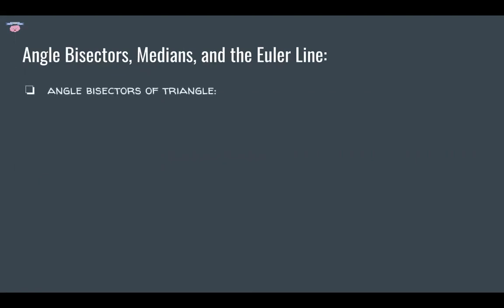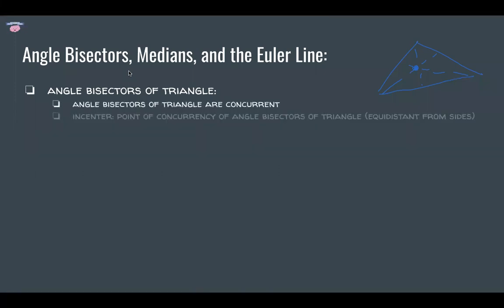Angle bisectors. So we talked about angle bisectors. They bisect the angle. In a triangle, let's say it was this triangle right here. This would be one of the angle bisectors. This would be the other, and this would be the third. And they meet right here. You might not notice anything about this at first. One thing, obviously, they're concurrent because they meet at that point, but this is called the incenter and is the point of concurrency of angle bisectors in a triangle.